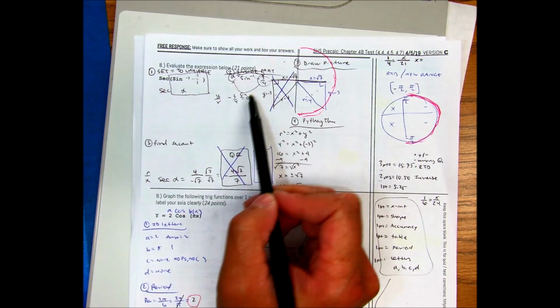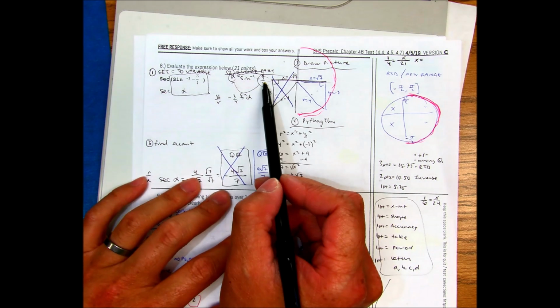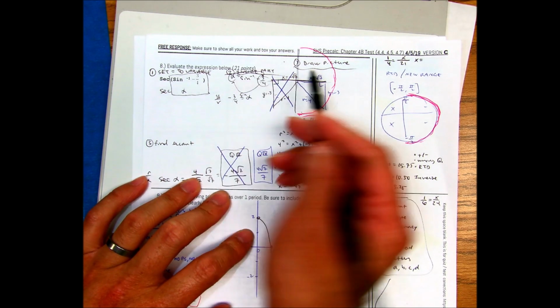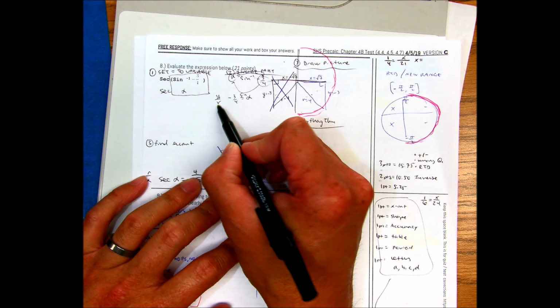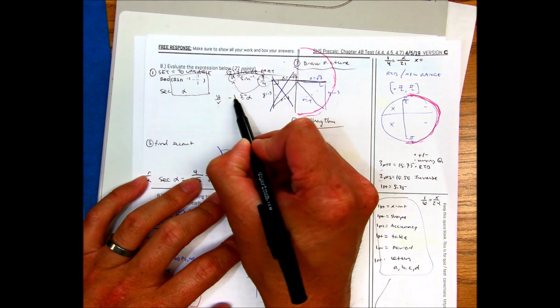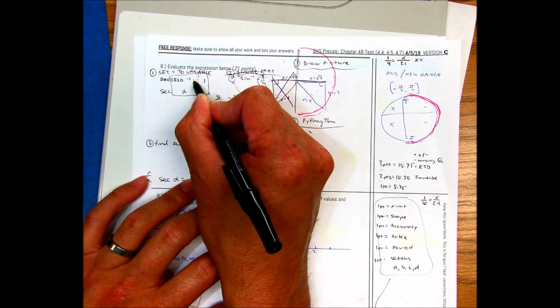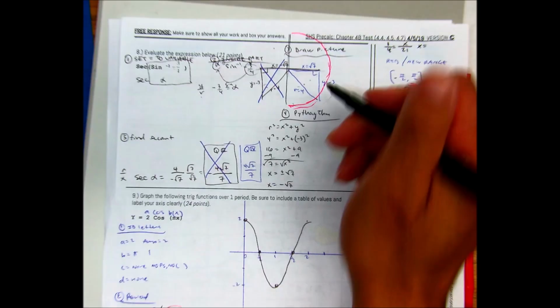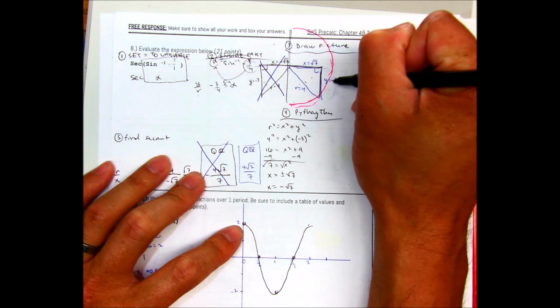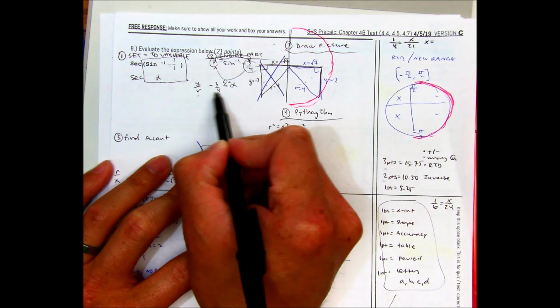Sine is y over r, and the y value is negative 3. And why is the y value negative? Remember, the expression is negative, but the reason why it's negative is because in quadrant 4, your y values must be negative. Your r value will always be positive, that's 4.